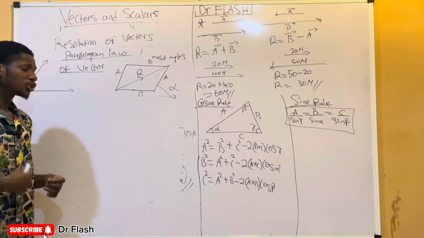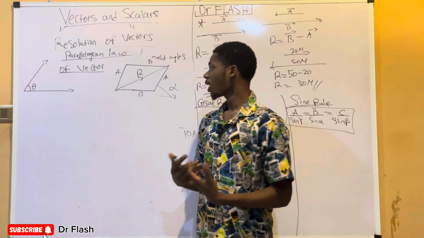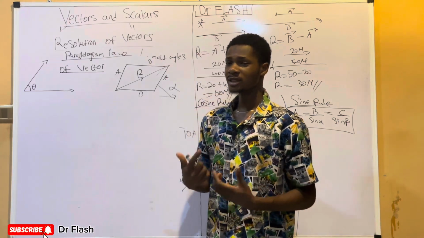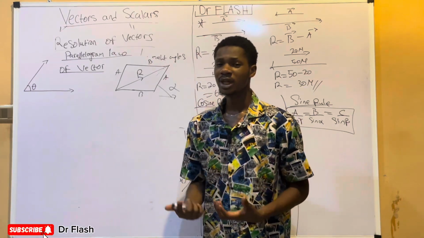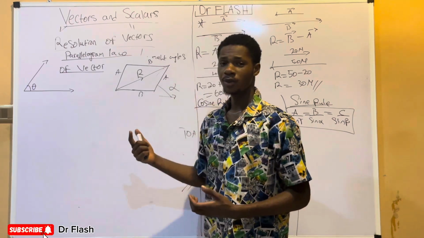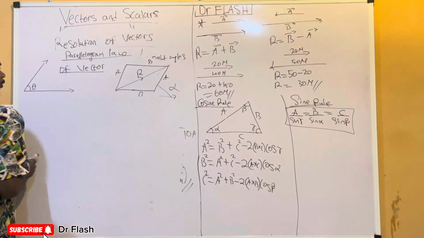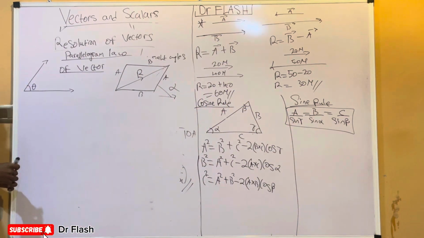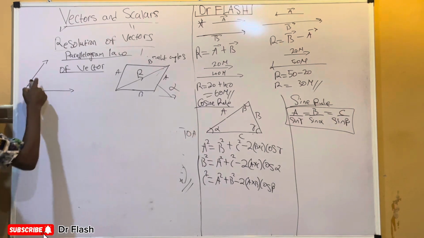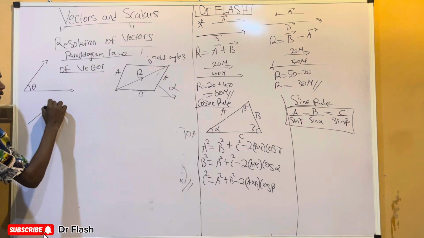So take note, the parallelogram law of vectors simply says that if we're having two vectors such that they represent the adjacent sides of a parallelogram, then the resultant vector is given by the diagonal of the parallelogram. Okay, so let's see how we can resolve and get a formula for solving the resultant vector. Let's say this is the vector and we want to resolve it. Let me redraw the whole diagram. So we're having something like this.